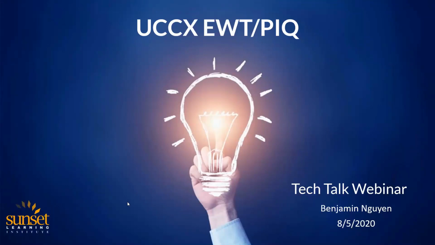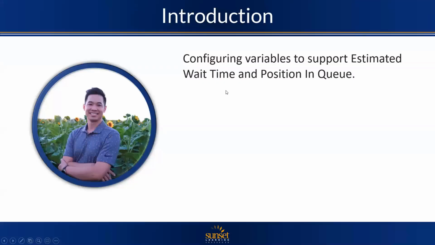So let's dive into it, and then I'll show you guys how to configure estimated wait time, positioning queue, and kind of how to test this stuff in a test environment. That's going to be largely what we're going to focus on. I'll log into CCX editor. We'll configure the variables, and we'll talk about some of the things that are required when dealing with estimated wait time and positioning queue.